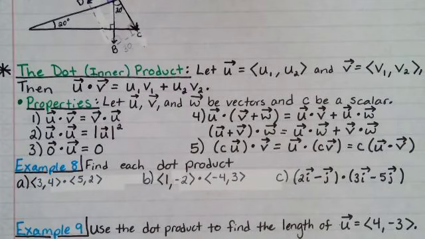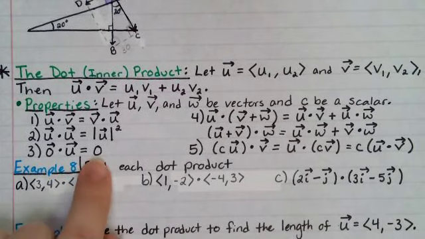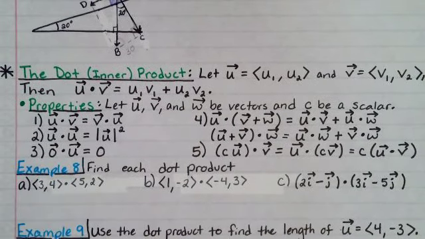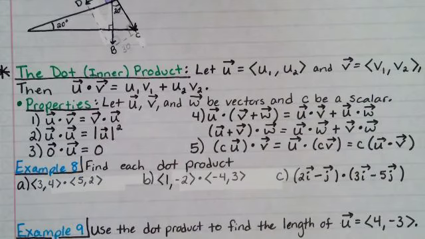If you were to use the dot product with the zero vector, it's going to result in just a 0 as your answer. Another fun thing about the dot product is it's always going to result in just a scalar, or just a real number. It's not going to result in a vector.